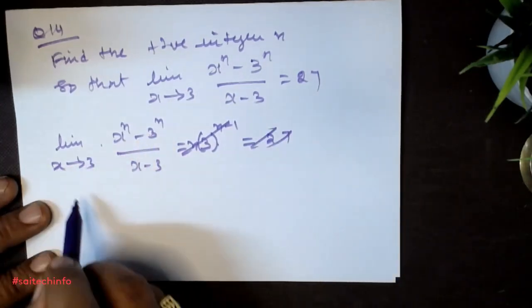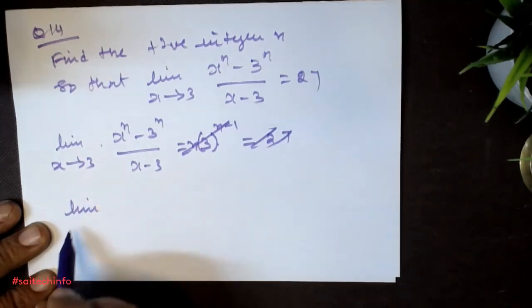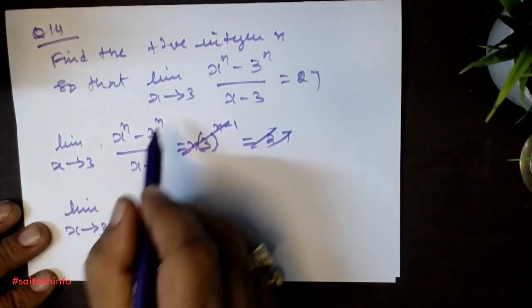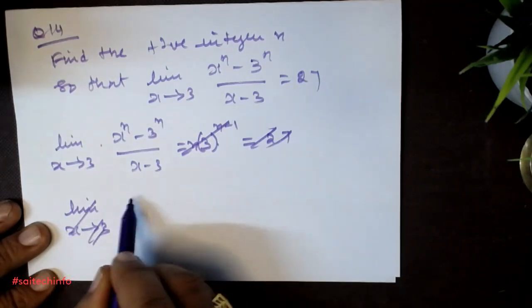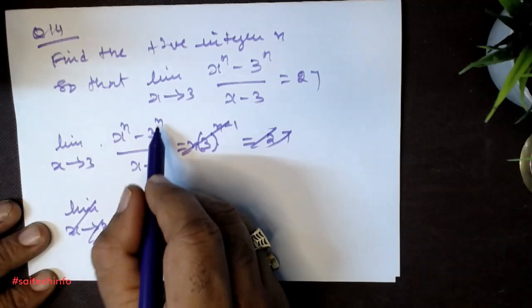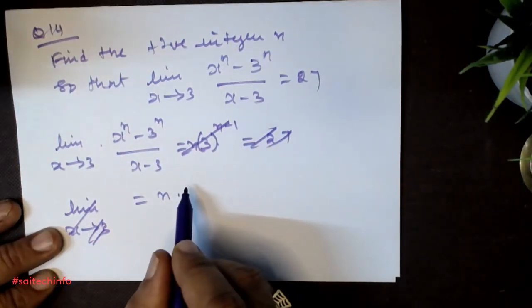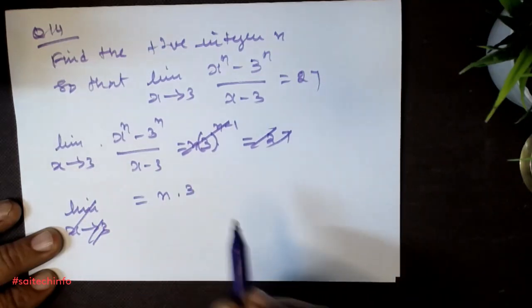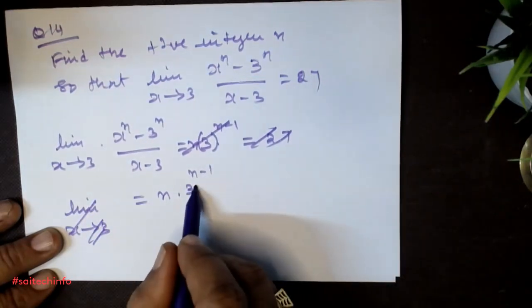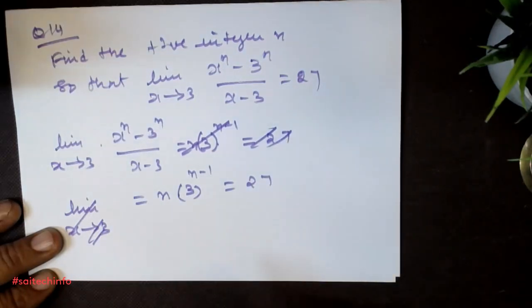So let us substitute first this one. That is limit x tends to 3. Okay, let us apply the formula first. So that is equal to, and what is the a here? 3. n is n as such. So n into, and a is 3, n minus 1. Correct. That is equal to, it is given as 27. Is it not? 27. Okay.